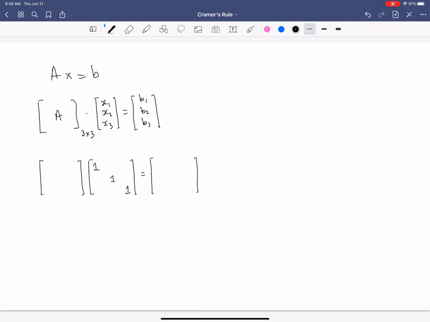So maybe here, A1, A2, A3 represent the columns of A. These are not components in a vector. These represent the columns. So if I were to multiply by this matrix, I will get A again. Obviously, that's not what I want to get. So let's look at the idea of replacing the first column here with the vector x, with x1, x2, x3. What are we going to get when we multiply?